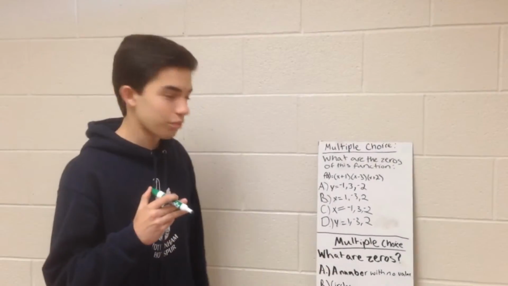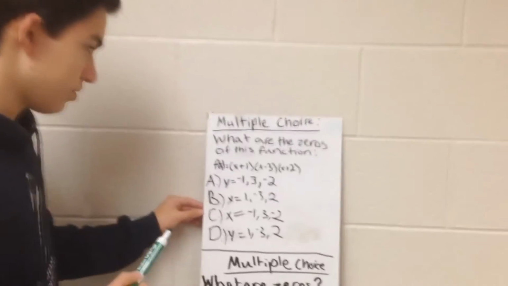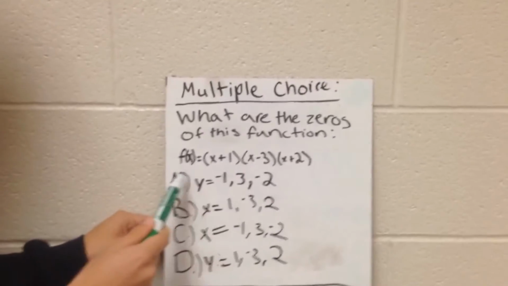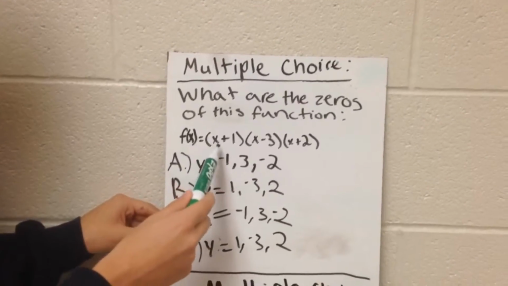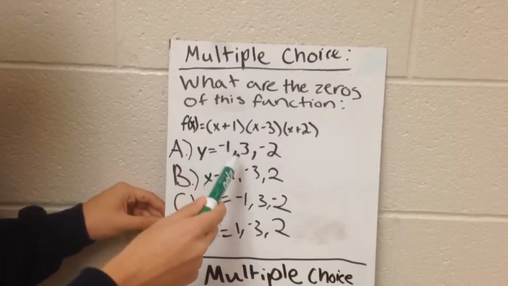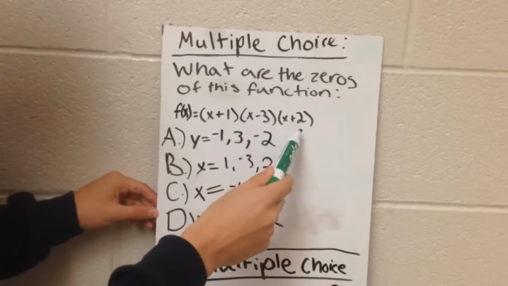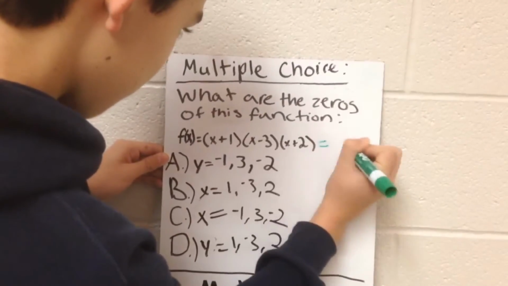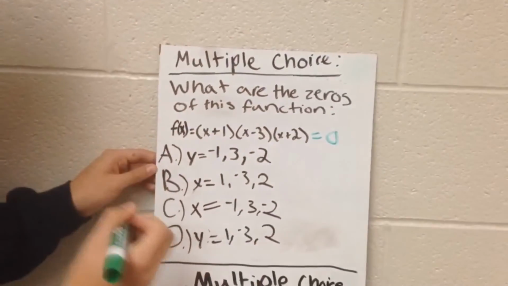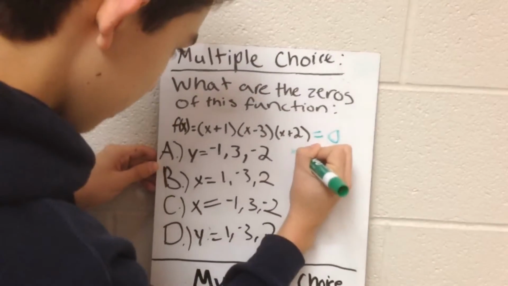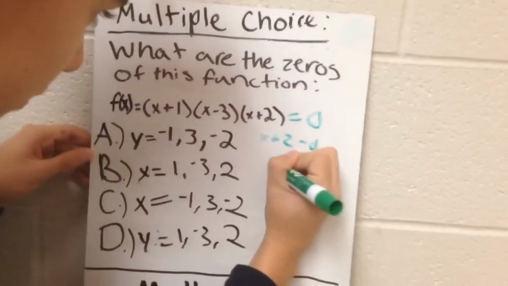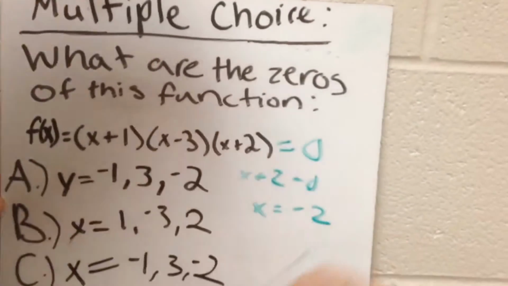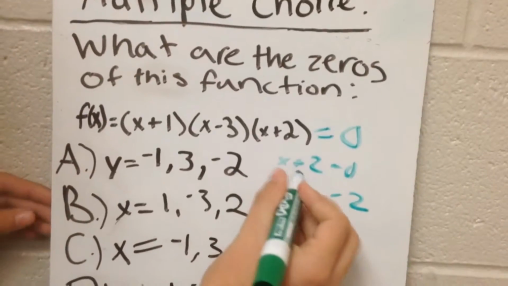Alright, so here are some more multiple choice examples. So the question asks, what are the zeros of this function? And the function is f(x) = (x + 1)(x - 3)(x + 2). So, to find the zeros of a function, you have to set the function equal to 0 and solve for x. So x + 2 = 0 would be x = -2 because you just subtract it over to this side.